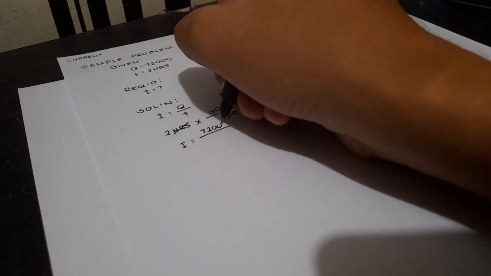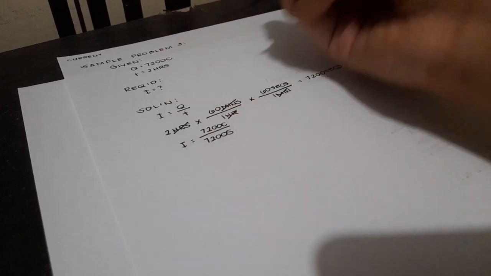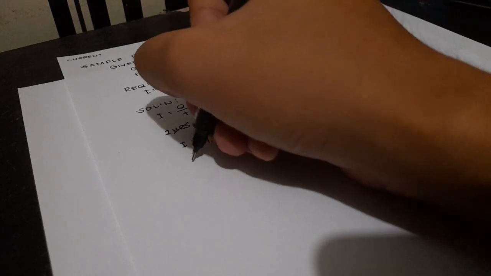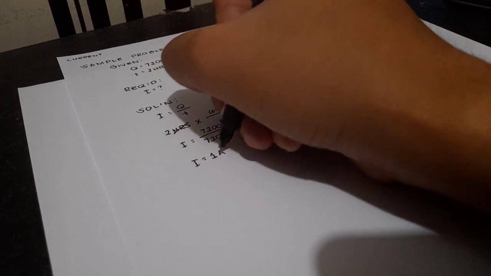Again, for our formula, we have I is equals to Q all over T. We have a Q of 7,200 coulombs and time, which is 7,200 seconds. Dividing these two, we will have 1 ampere.